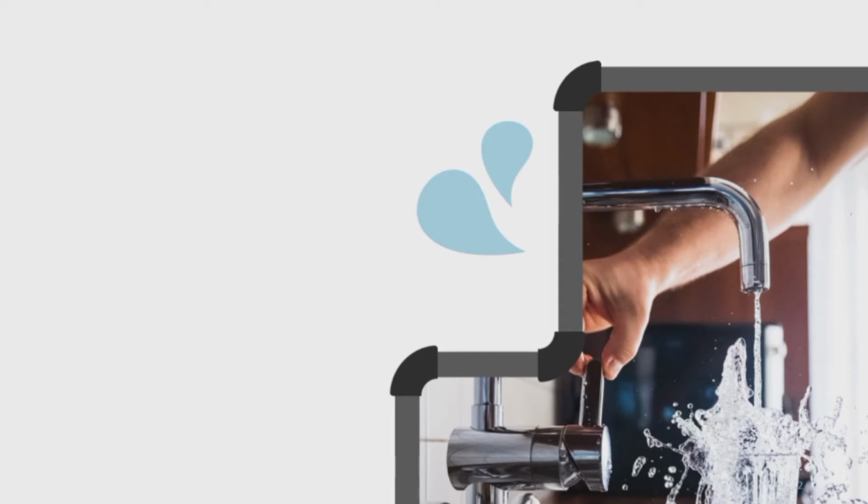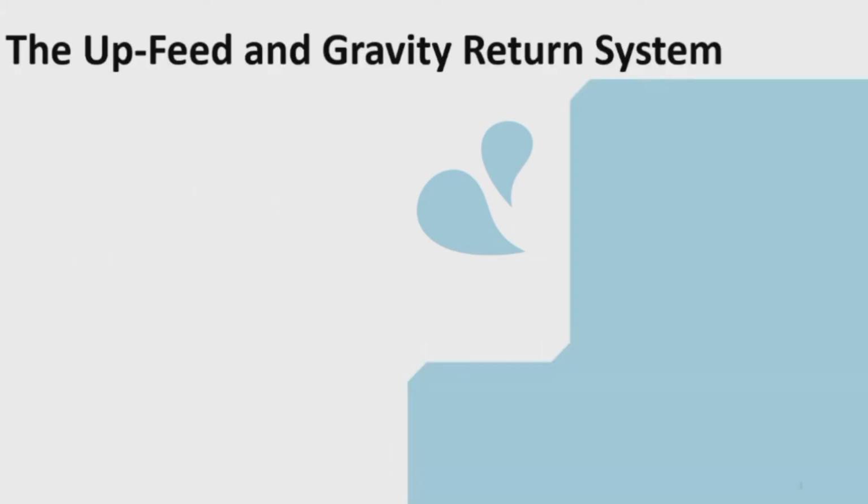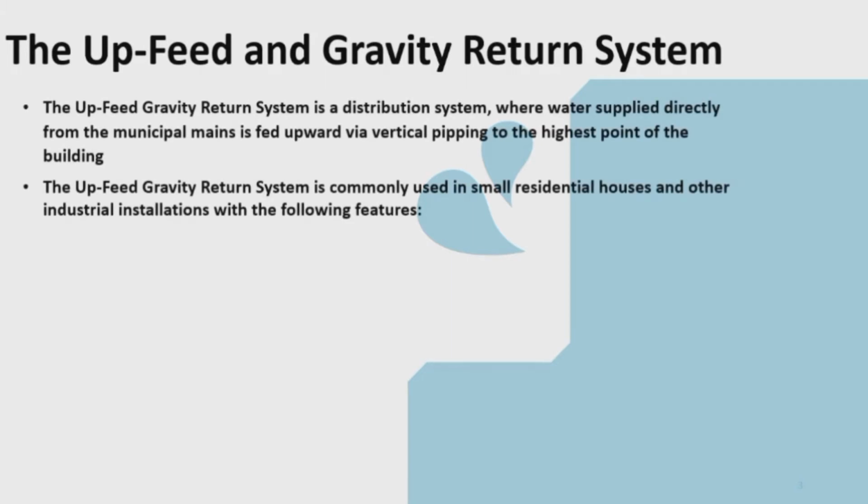Hello, I'm Jeremy Abut, and now we will learn about the types of distribution of hot water. According to this, there are two types of distribution of hot water. First is the upfeed and gravity return system. The upfeed and gravity return system is a distribution system where water supplied directly from the municipal main is fed upward via vertical piping to the highest point of the building.